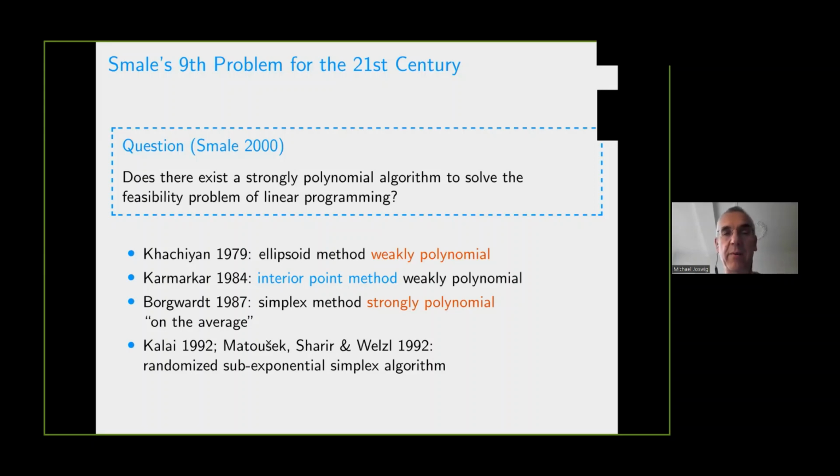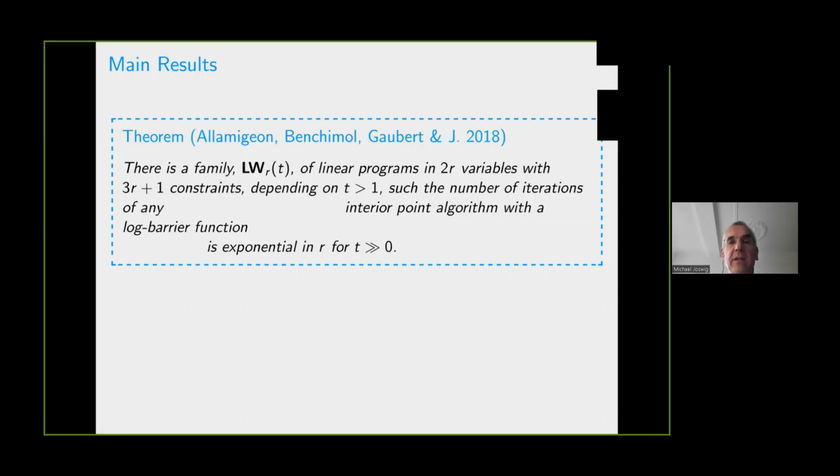And for the interior point method, no strongly polynomial barrier function is known. And now this is the more exact version of my main result that I mentioned in the beginning. So there's a family of linear programs which depend on two parameters, r and t, but they are of a very different nature. So LW for long and winding. So there's a family of linear programs in 2 times r many variables with 3 times r plus 1 constraints, which depend on a real number t, which is larger than 1, such that the number of iterations of a large class of reasonable interior point algorithms with a log barrier function is exponential in that parameter r, provided that the t is large enough.